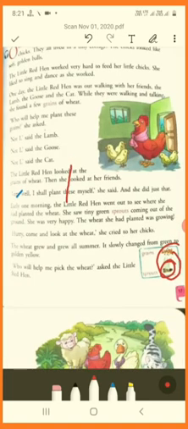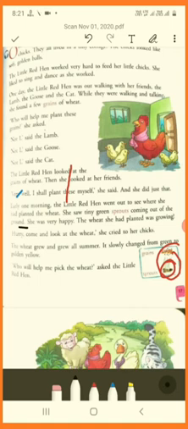So early one morning, the little red hen went out to see where she had planted the wheat. She saw green sprouts coming out of the ground. She must be absolutely elated to find green tiny sprouts coming out of the ground. She was very happy. The wheat she had planted was growing. "Hurry, come and look at the wheat," she cried to her chicks.